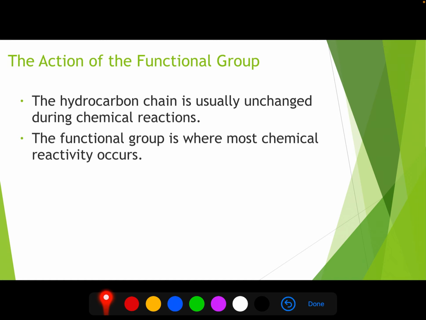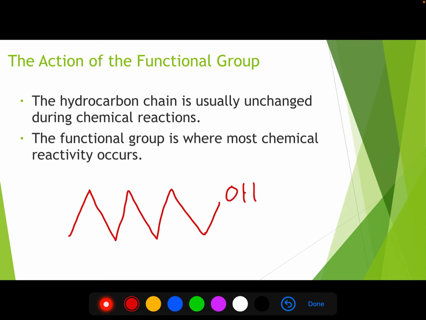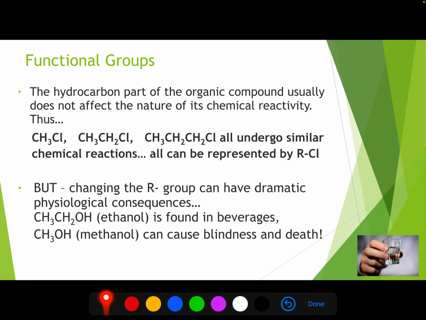So the hydrocarbon chain is usually unchanged during chemical reactions. So if you have a big long hydrocarbon chain and it ends in this, if a chemical reaction were to happen, this is probably where the chemical reaction's happening. This probably all stays about the same. The functional group is where this reactivity occurs because remember, we're going to have things like polarity happen there. We might have lone pairs. Things might be twisted in certain ways. That's why that's going to happen. The hydrocarbon part of the organic compound usually doesn't affect the nature of its chemical reactivity.